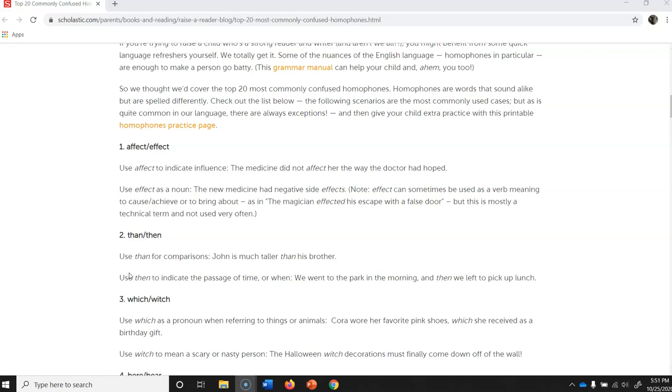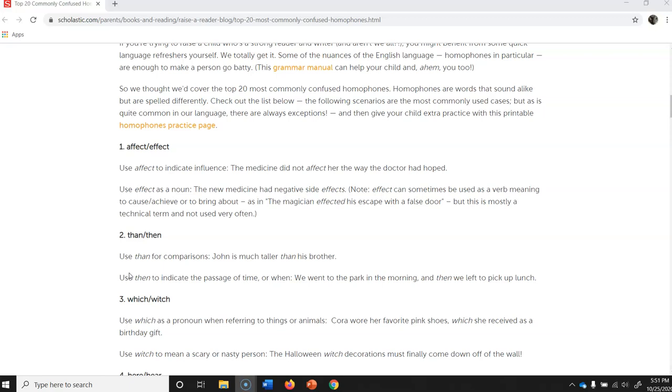If we're pronouncing things carefully, we should actually be pronouncing these slightly different. So we should be saying affect versus effect. But again, because English speakers tend to be lazy, we just say affect, effect, and it sounds exactly alike. There is a very specific difference between the two. So affect with an A is used to indicate influence. So if I were to say medicine did not affect her the way the doctor had hoped, I'm talking about influence there. Effect with an E is a noun, okay?